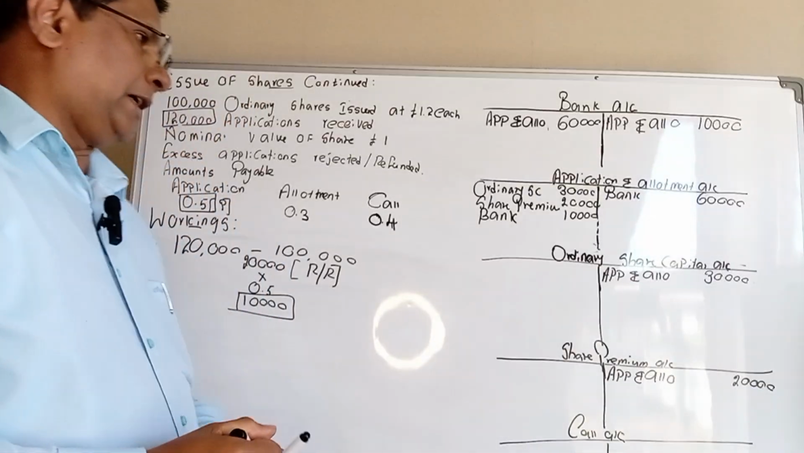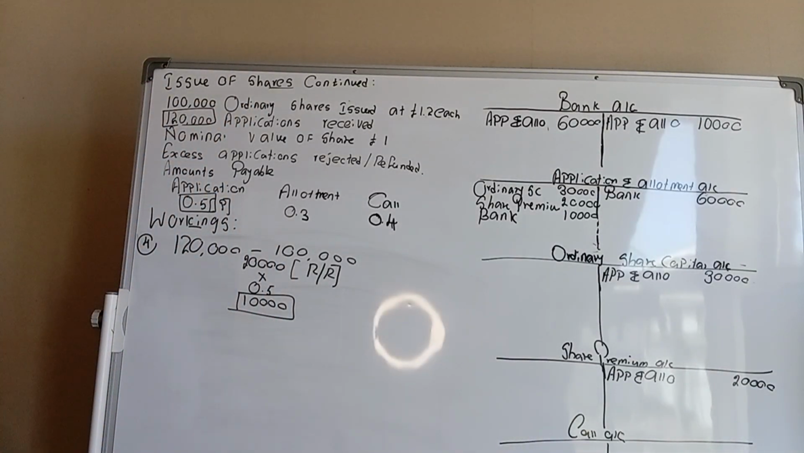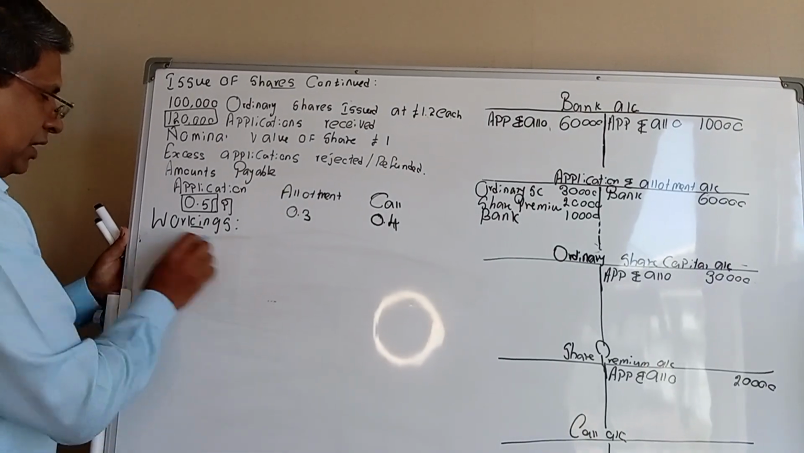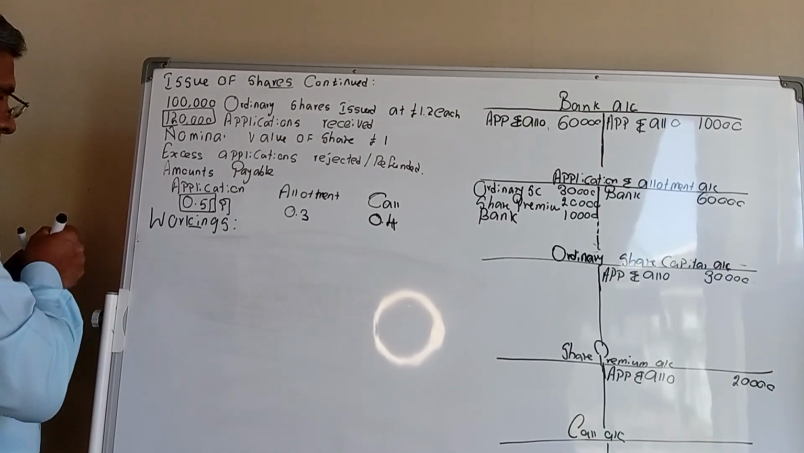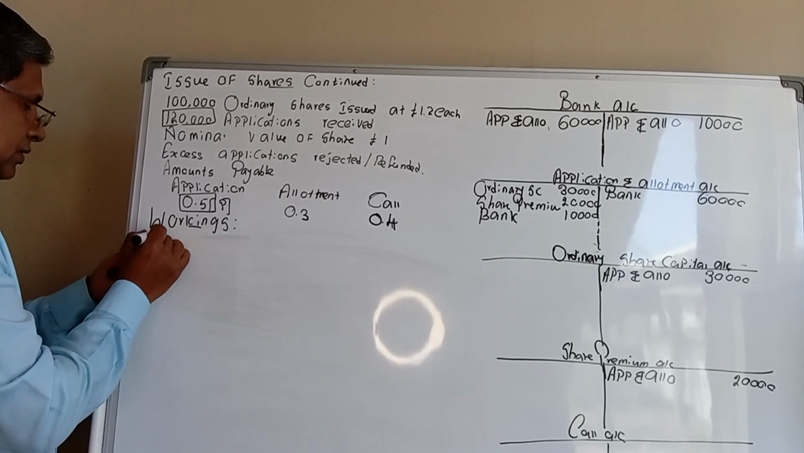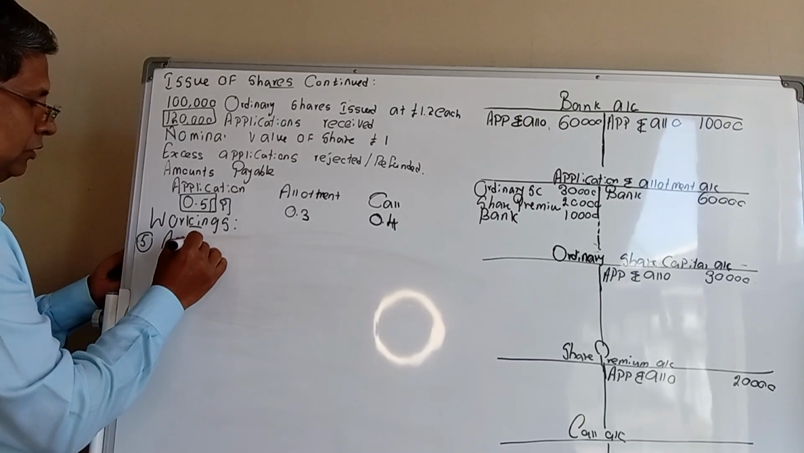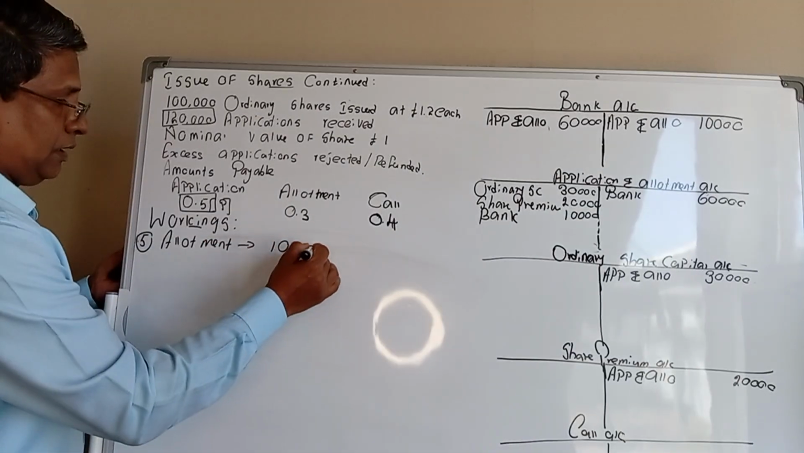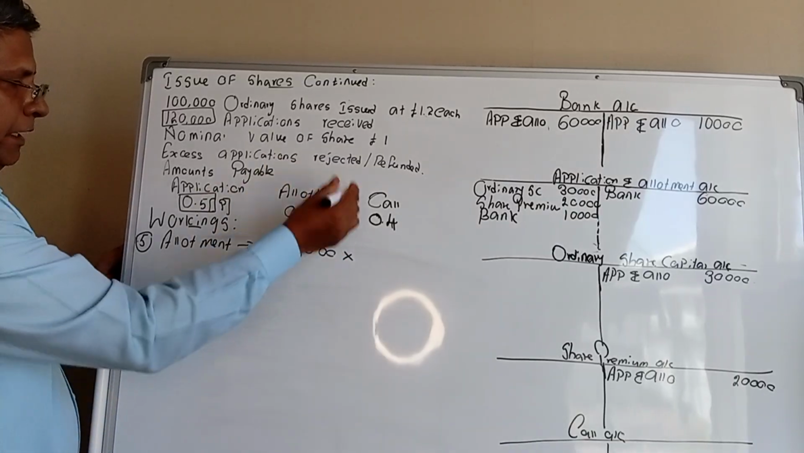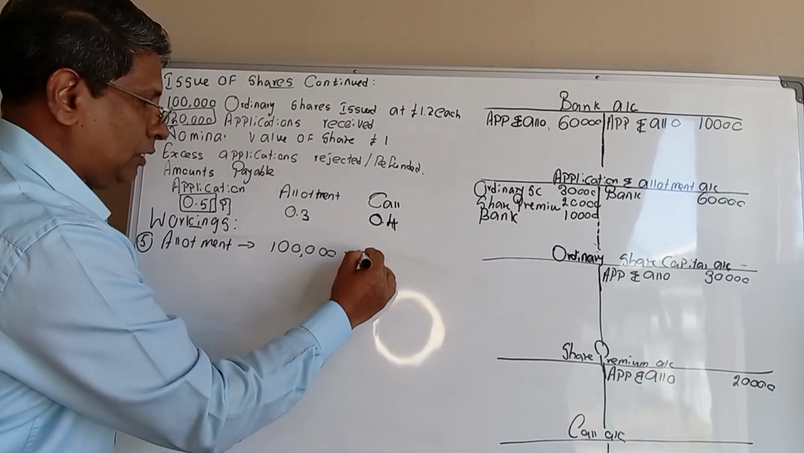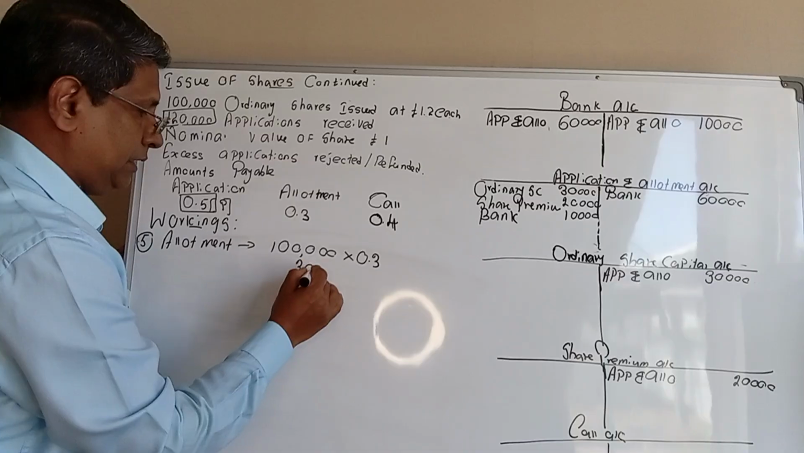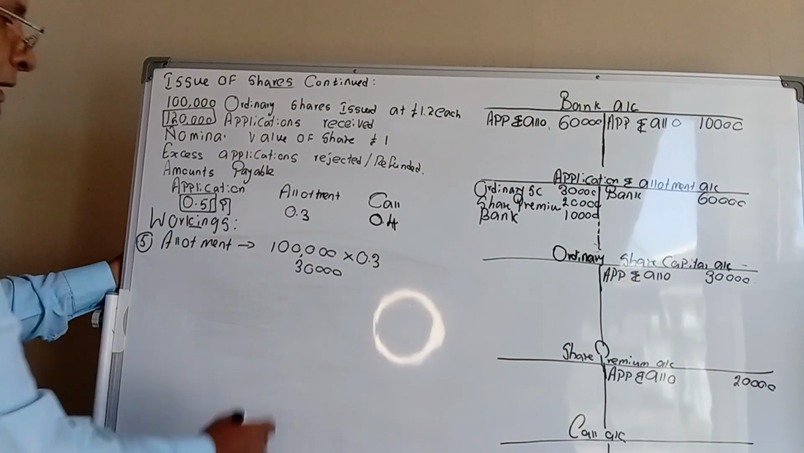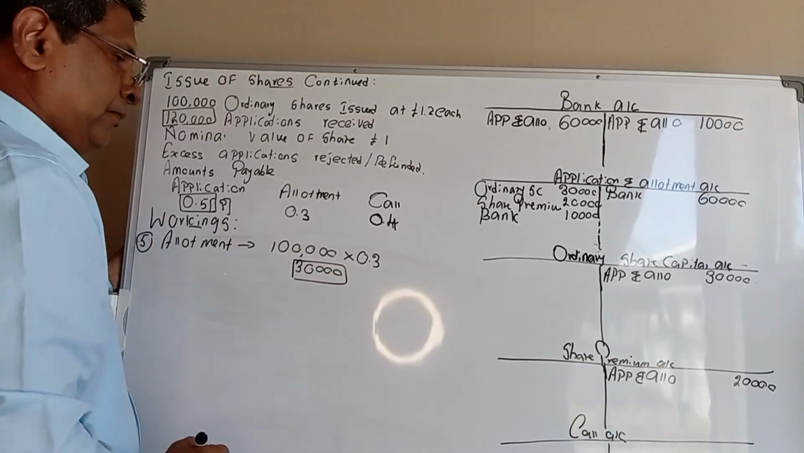Is it clear? Right. The next working, the allotment of shares. How many shares are we issuing? So the fifth working is going to be allotment of shares. The allotment of shares will be based on the number of shares issued, 100,000 shares at allotment is going to be 0.3 each. So 100,000 into 0.3 will be 30,000. Is it clear? Allotment of shares.